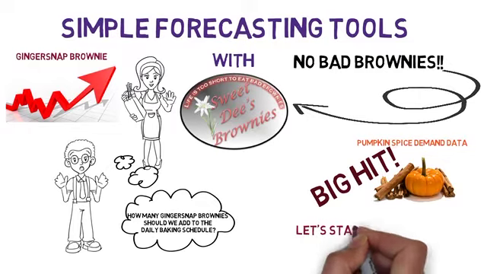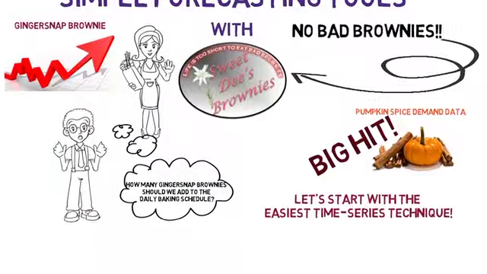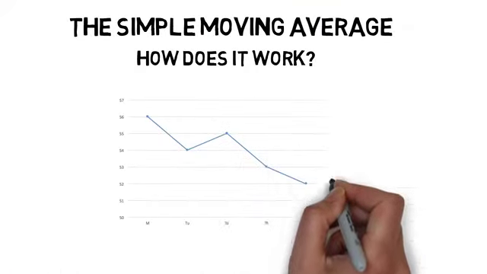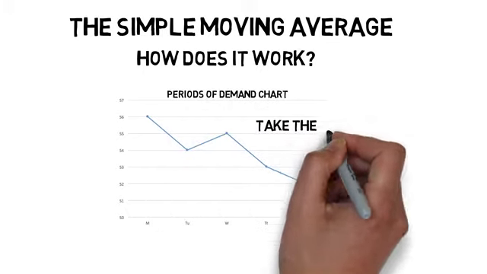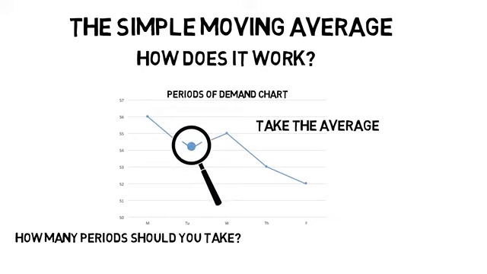Not sure which forecasting tool to use, Kiana suggested, "Let's start with the easiest time series technique, the simple moving average." How does a simple moving average work? You simply take the average of several recent time periods of demand. How many periods of historical demand should you use? The answer depends on how sensitive you want to be to new emerging trends.